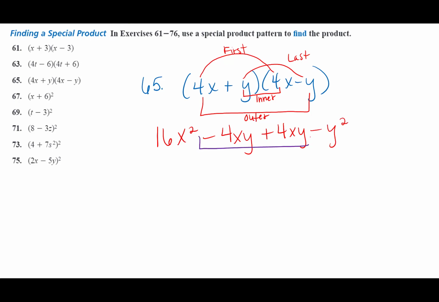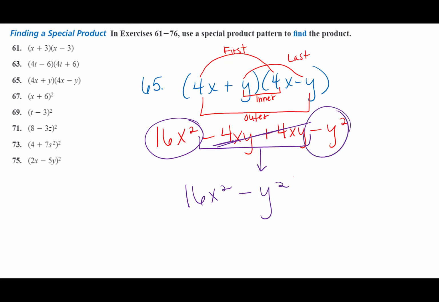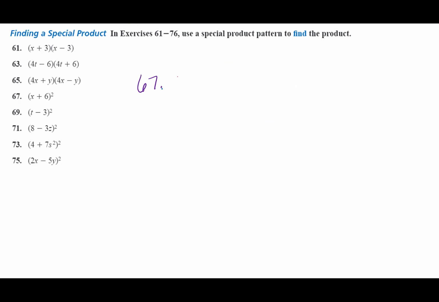And look what happens again. You're going to collect like terms. A negative 4xy, and a positive 4xy cancel. You do not need to represent that term by putting a 0. Your final answer will be 16x squared minus y squared. All right, take a look at question 67.